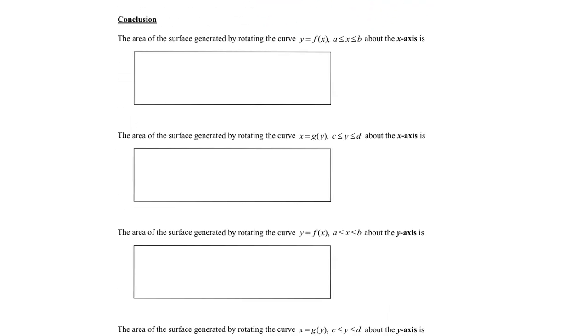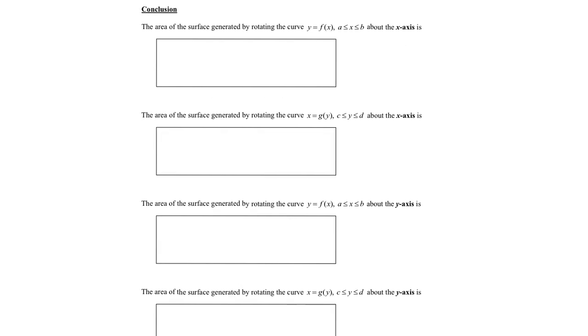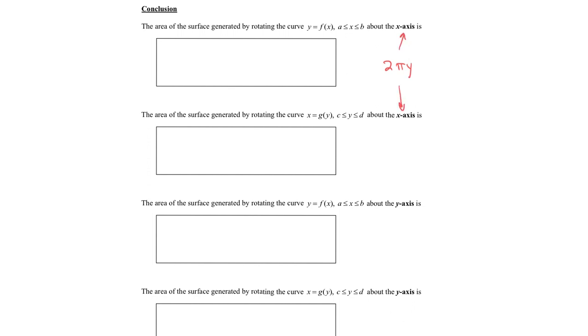So let's see if we can get this to cooperate. We've got these 4 boxes to fill out, and all 4 of these boxes are similar. But if you look at this first one, we're talking about the curve y equals f of x, so y is a function of x about the x-axis. Then we've got x is a function of y, still about the x-axis. So about the x-axis means we are going to use 2 pi y. Now these other two down here we're rotating about the y-axis, so these are going to be 2 pi x.